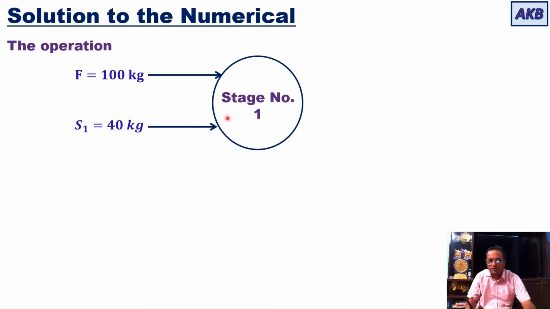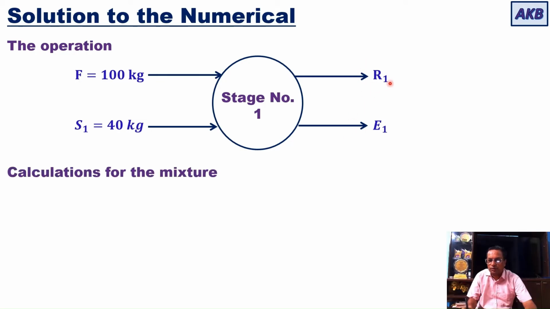So there will be a mixer in the stage, and then after mixing is done properly, it is allowed to settle. So we need a settler. So after settling, the two layers, that is raffinate layer and extract layer, they are removed. So we are supposed to find out quantities, this R1 and E1.